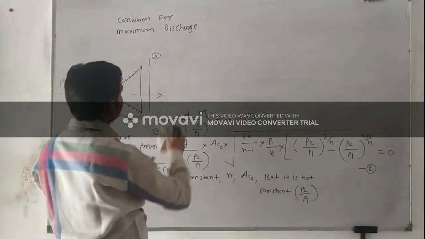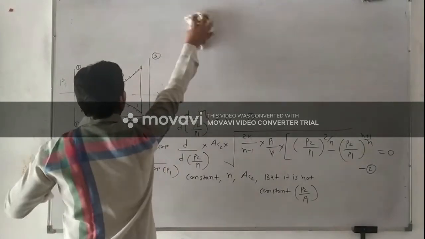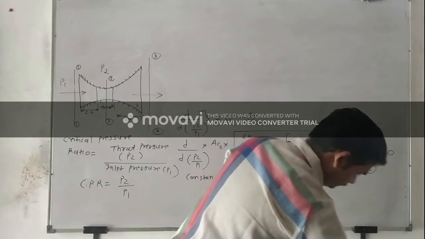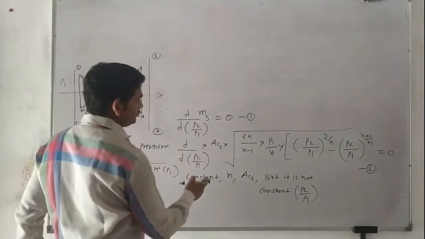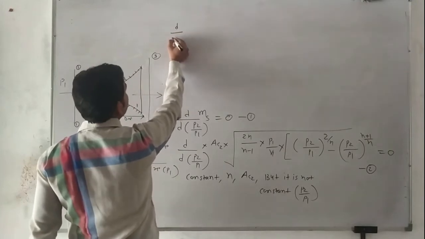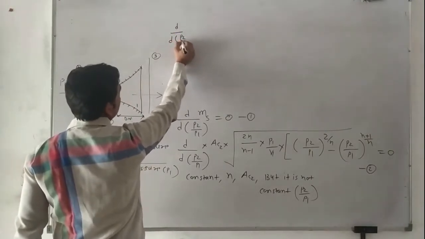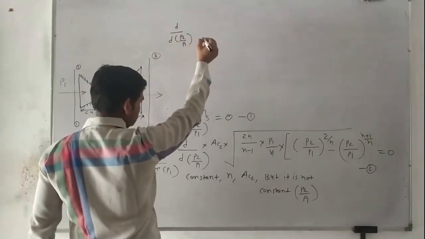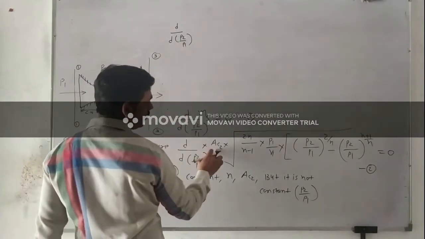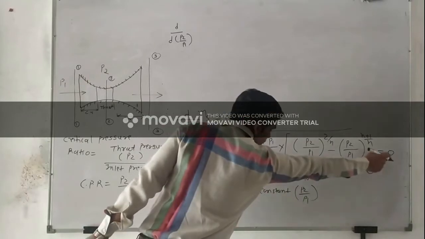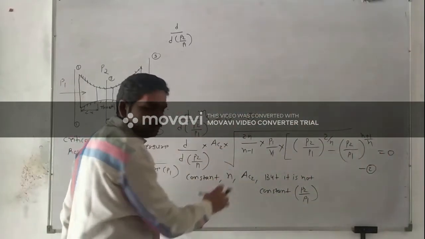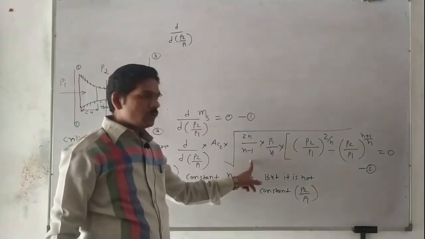So what is the change? So change will be there. d upon d(P2/P1), P2 by P1. This constant term, if you multiply with 0, it becomes 0. Then remove the under root. You should understand here. Remove the under root also.